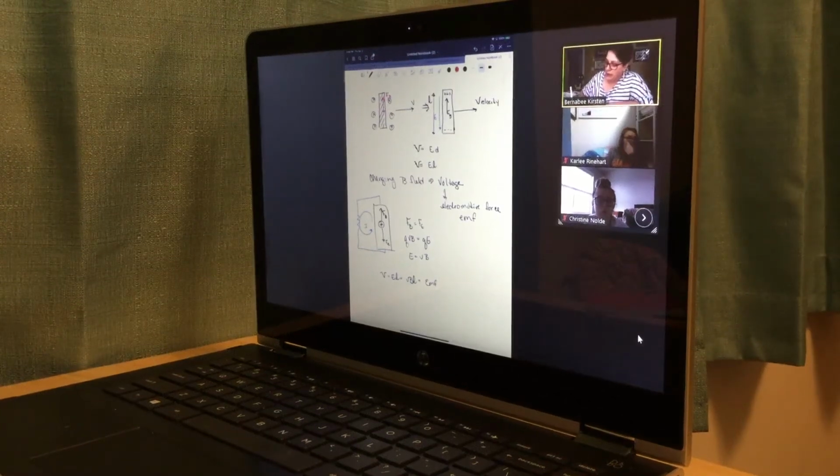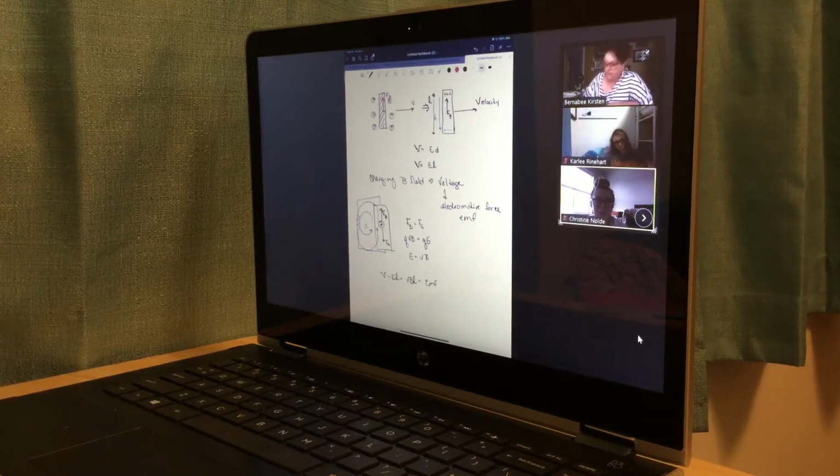pink color. So I'm pushing all of the charges up, which is going to force them to flow this way in the circuit. Cool. Thank you.